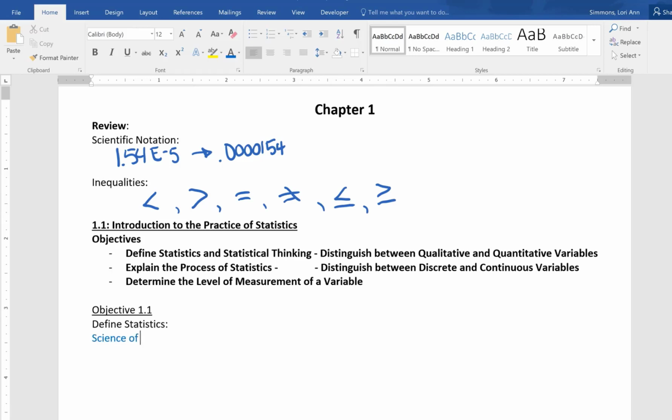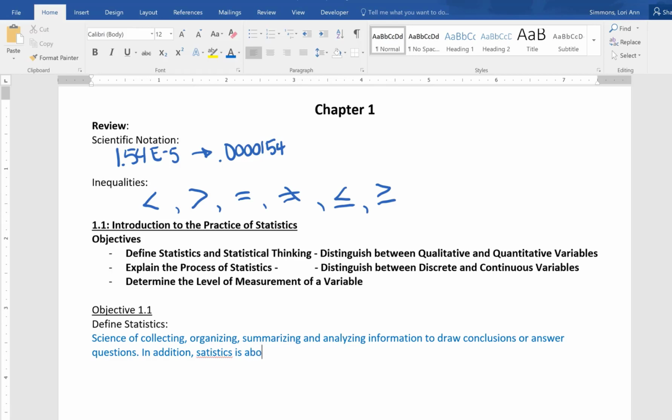It is the science of collecting, organizing, summarizing, and analyzing information to draw conclusions or answer questions. In addition, statistics is about providing a measure of confidence in any conclusions.